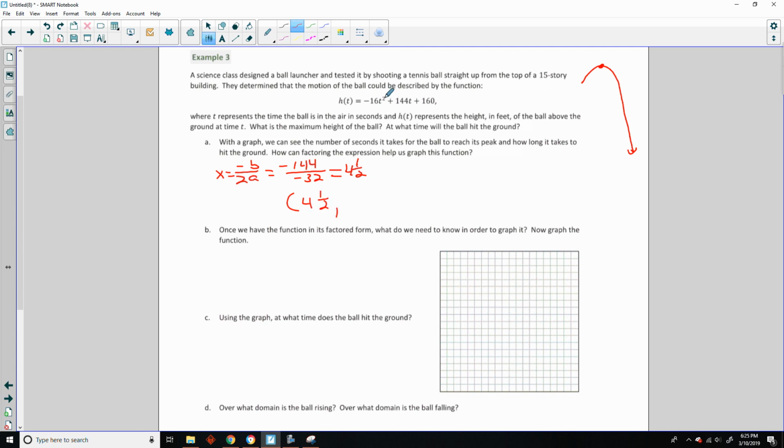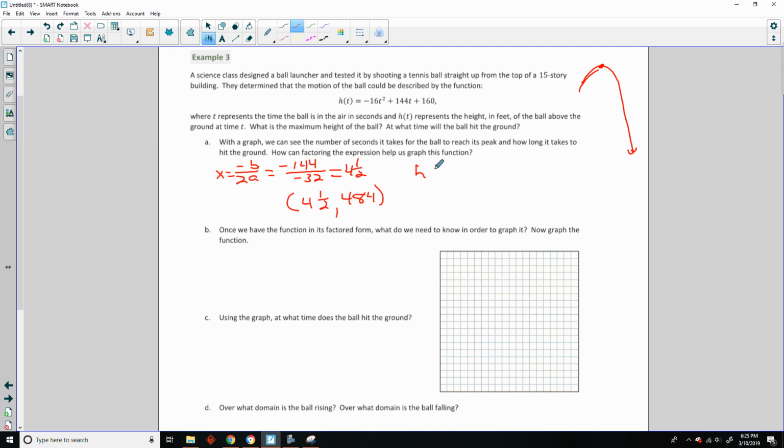So I'm going to just save time and plug this into my calculator. And when I did that, I got 484. Okay, so we were up here, it shot up off the building and went way up to 484 feet. The maximum height of the ball was 484 feet. And at what time will the ball hit the ground? Well, that's our zero. So in order to find when it hits the ground, we have to factor the expression.